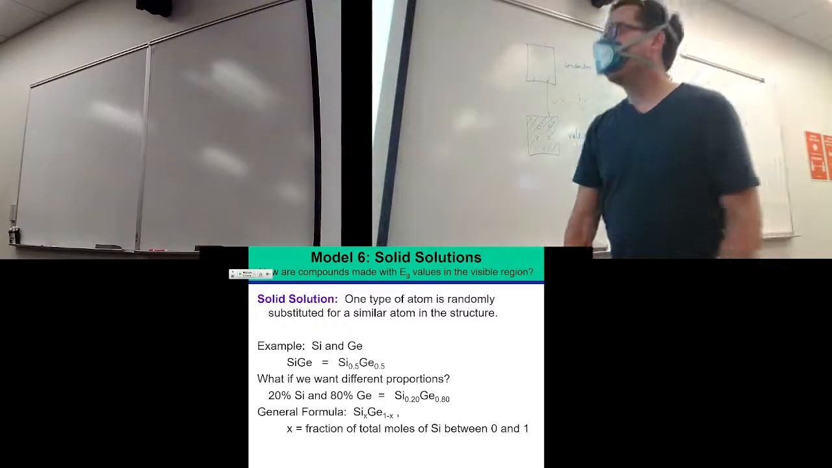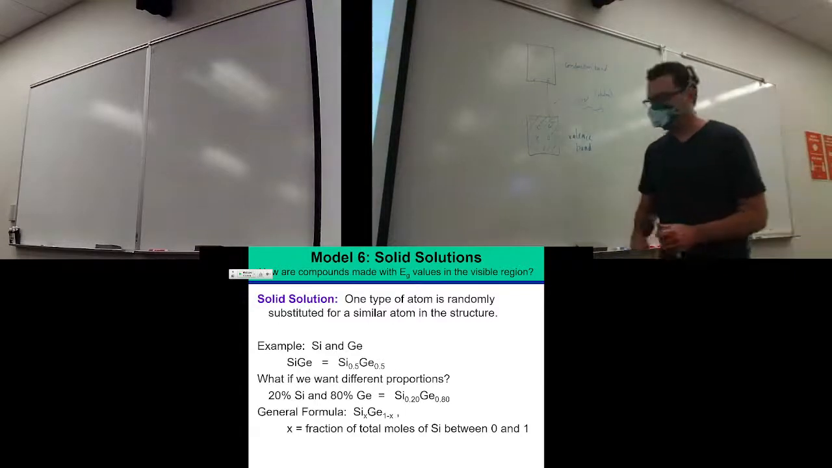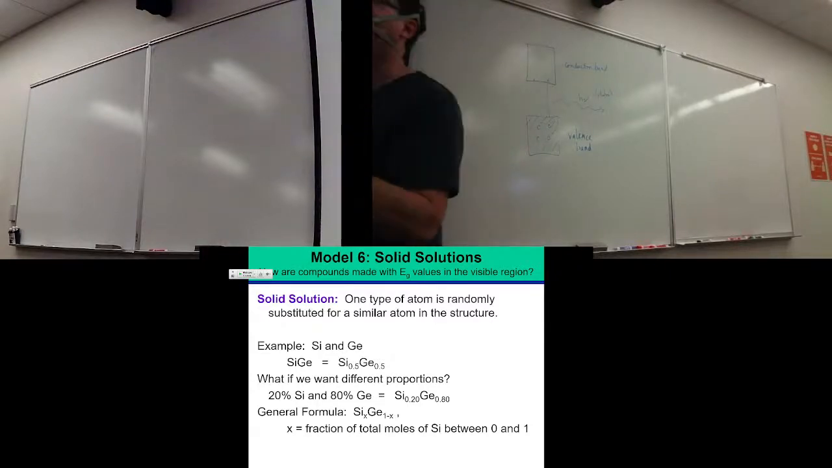And we need to learn how to write the generic formulas for these compounds. So if I have an X amount fraction of silicon, the amount of germanium I would have to have as a result is 1 minus X. So if this is 0.4, this is 1 minus 0.4, 0.6. They have to add up to 1, okay?